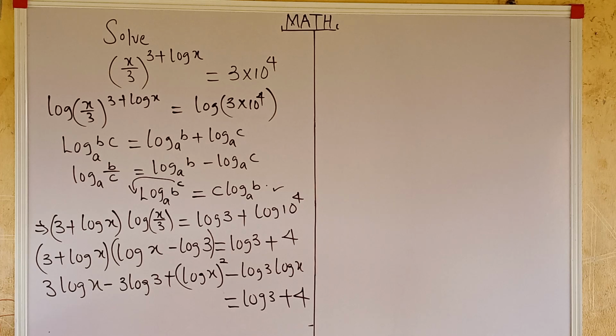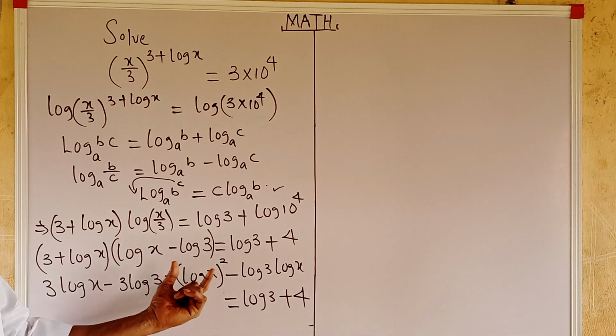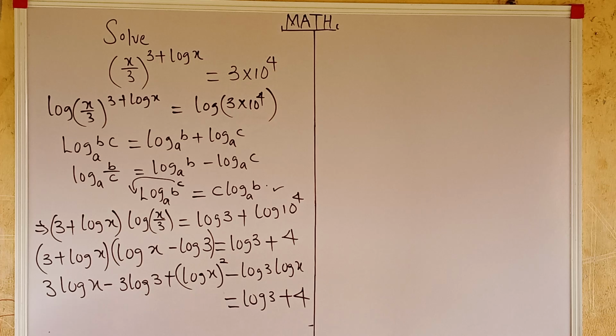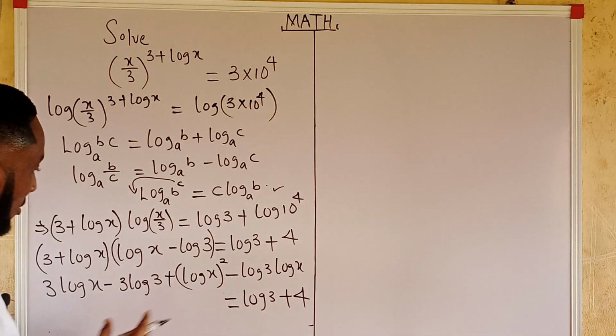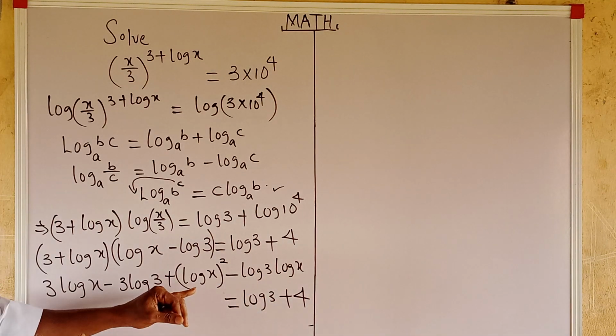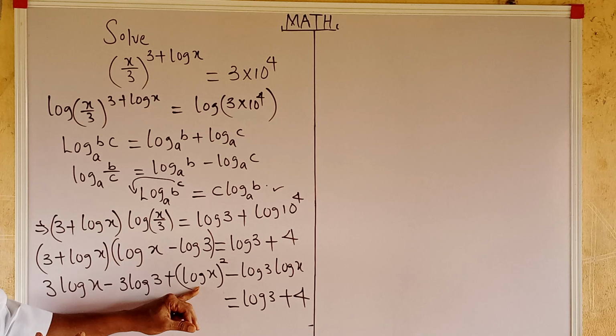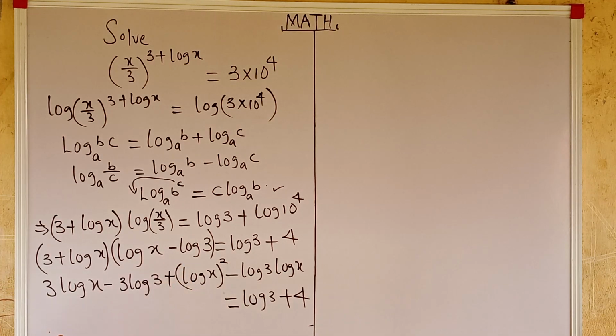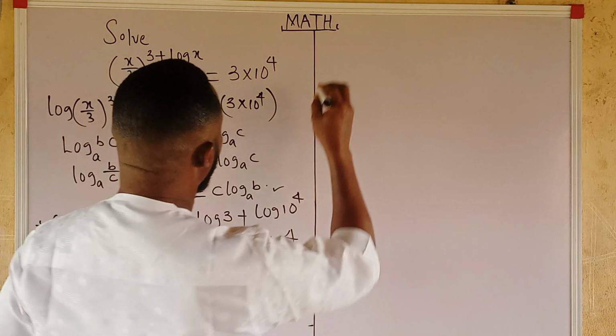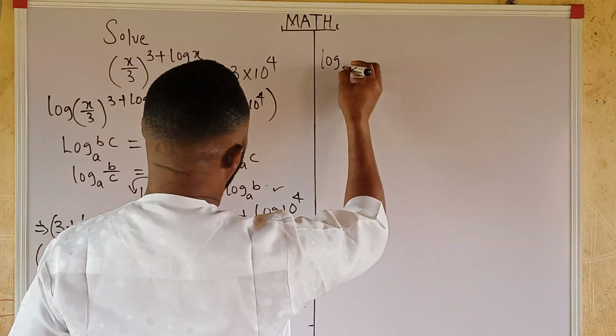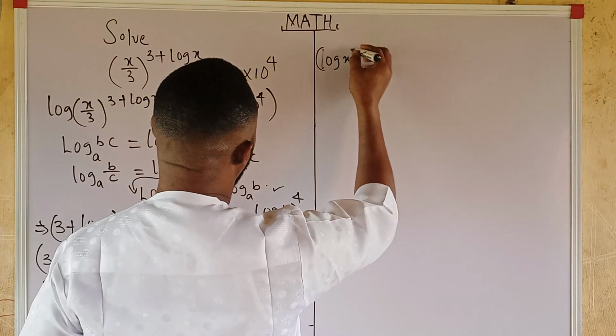So guys, you can see that we are making headway. Now, because of the log x squared here, I am suspecting a quadratic equation. So I will try to rearrange this equation starting with the highest power of log x, which is 2. So it's going to give me log x whole squared.